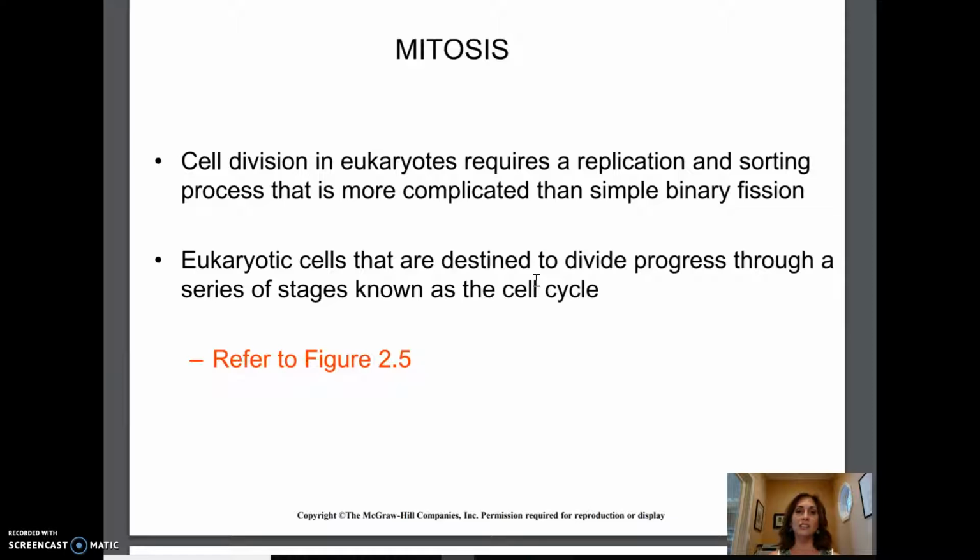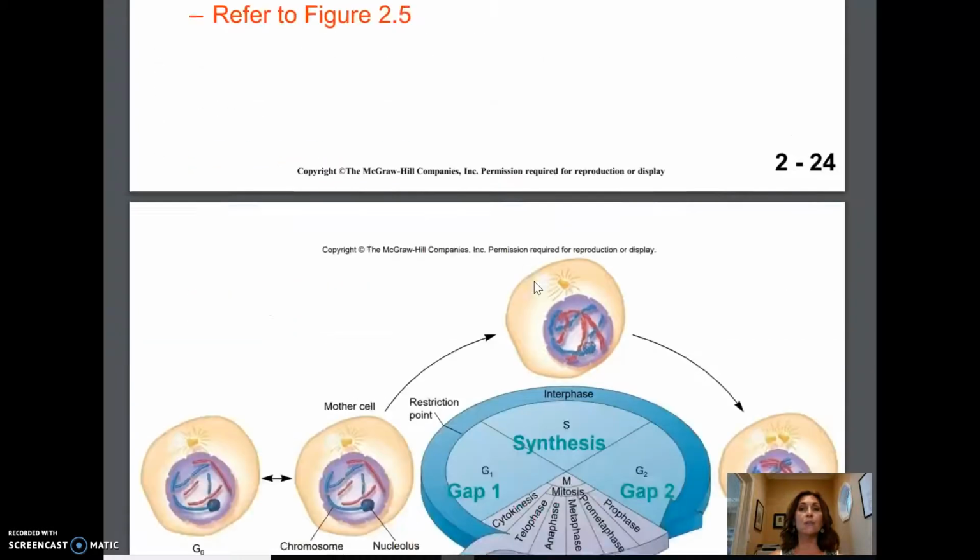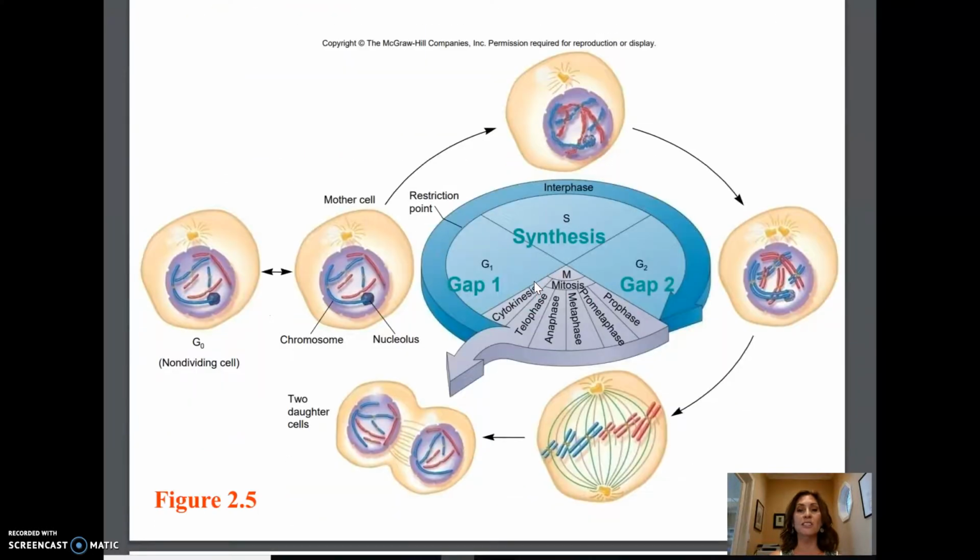So eukaryotic cells are destined to go through a whole process of steps to organize chromosomes and prepare the cell for division. And this process is called the cell cycle. The cell cycle is actually broken down into 4 phases, although you may be very familiar with one phase alone. Let's start with naming the first 4 phases.